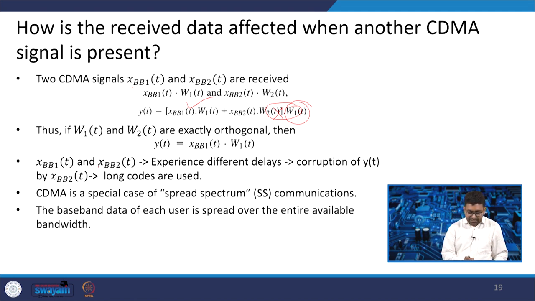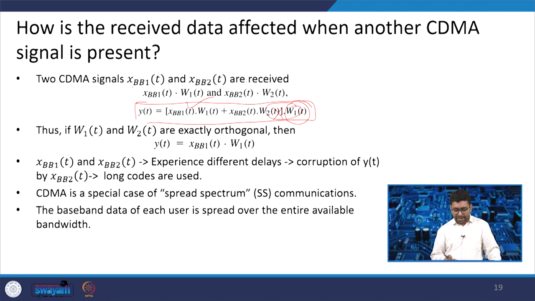Here xBB1(t) and xBB2(t) may experience different delays. There is a possibility that one signal comes before another, so the output y(t) might be corrupted. When you are trying to get the signal xBB1, if xBB2 is corrupting xBB1, you will have a delay spread. This can be overcome if you use very long codes, and that will help us get rid of these different delays.